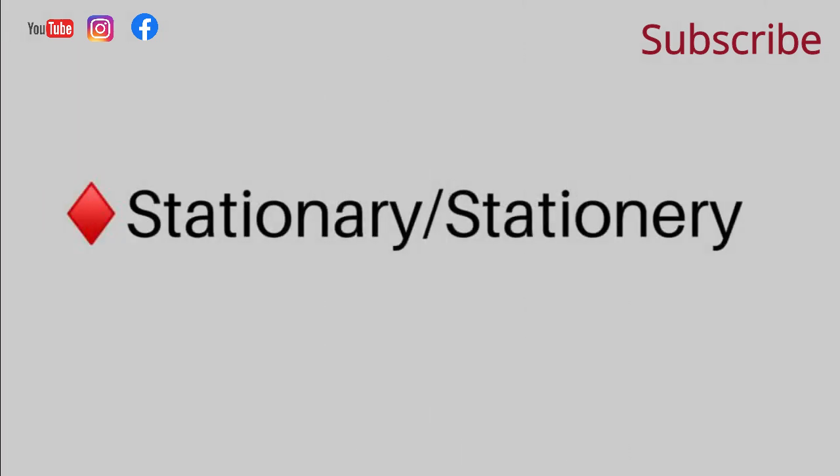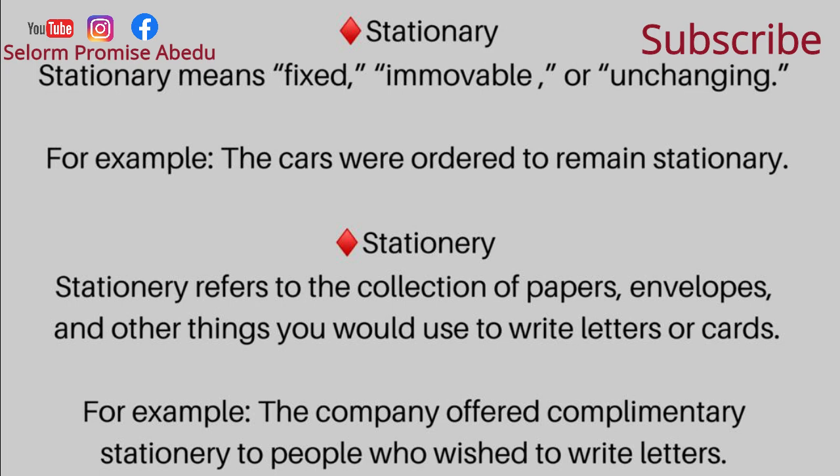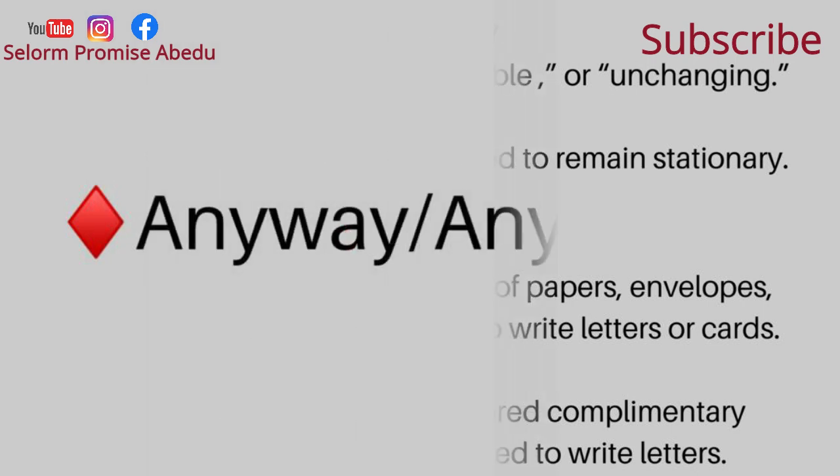Stationary, written with A, and stationery, written with E. Stationary, written with A, means fixed, immovable, or unchanging. For example, the cars were ordered to remain stationary. Stationery, written with E, refers to the collection of papers, envelopes, and other things you would use to write letters or cards. For example, the company offered complimentary stationery to people who wished to write letters.